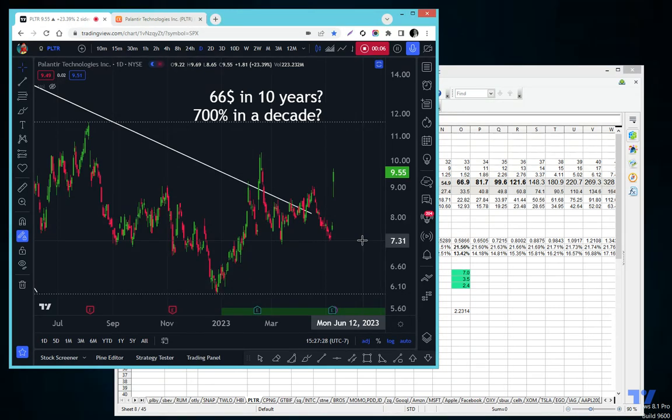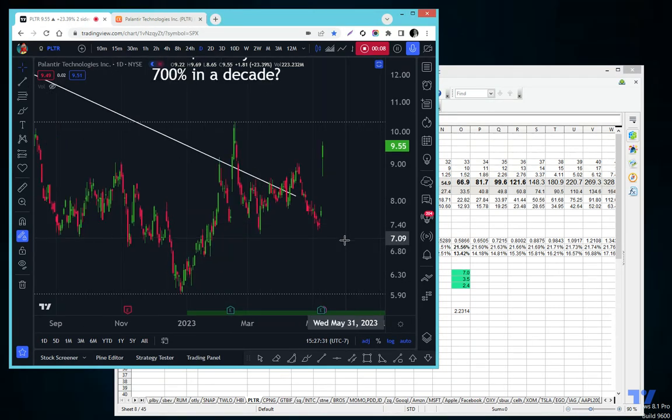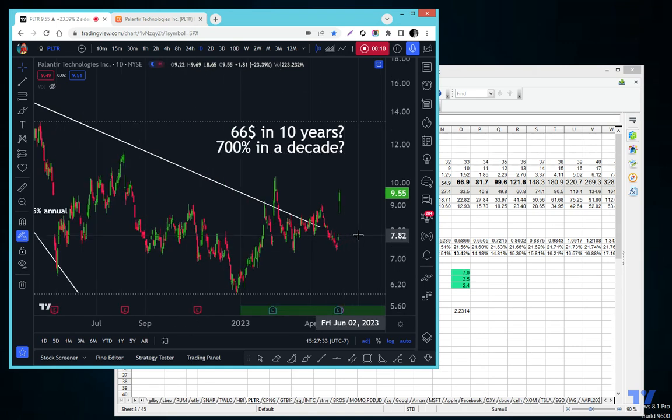Palantir had a monster earnings report yesterday after hours. It is up today more than 23%. That's more than their expected growth rate per year, but that's how much it's up today.